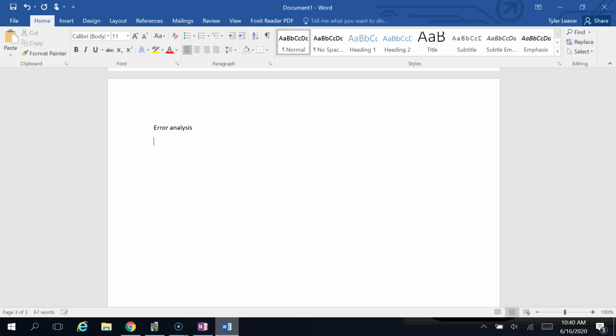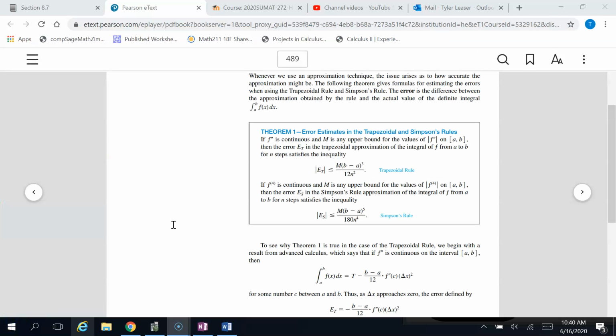There's 2 formulas that we need here, and I'm going to have to pause it and find them in the book so we can write them down. Okay, so these are the 2 errors here in Theorem 1. We have the error approximation for the trapezoidal rule, and then the error for the Simpson's rule here. They're very, very close formulas.